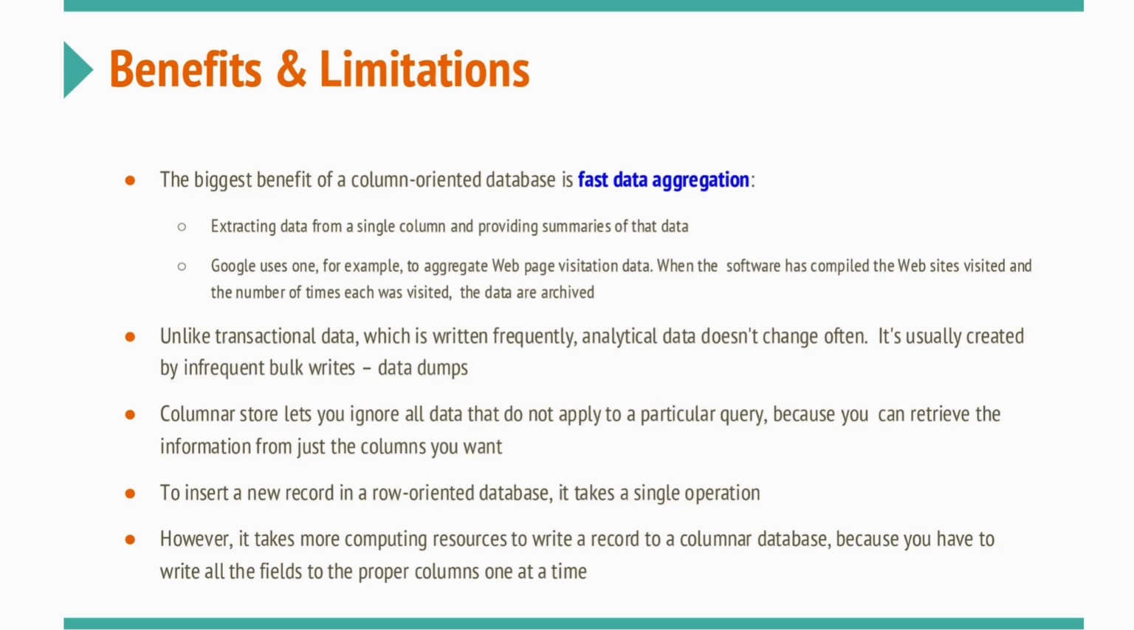So to summarize the benefits, the biggest advantage of a column-oriented database is extremely fast data aggregation. If you need to summarize data from a single column across millions or billions of rows, this is the best tool for the job. This type of data is often called analytical data. It doesn't change frequently. You typically perform infrequent, large bulk writes, like dumping a day's worth of log data, and then you analyze it. The main limitation, or trade-off, is write performance. To write a single record to a columnar database, you have to write each field to its respective column store, which can be slower than a single write operation in a row store.